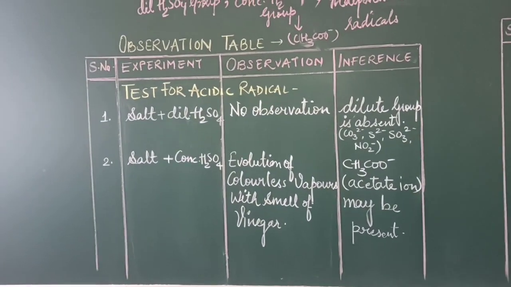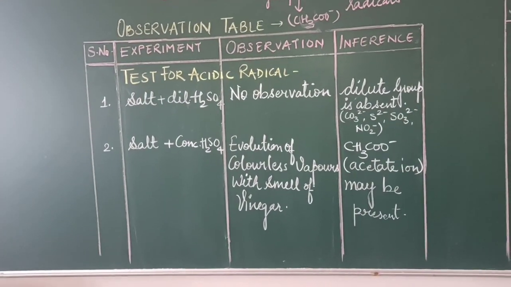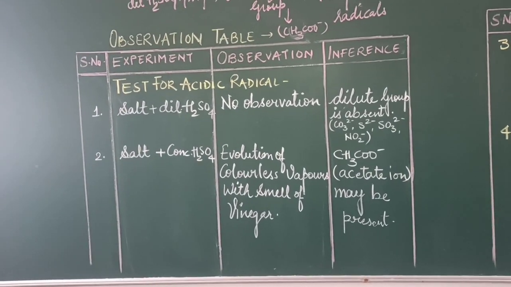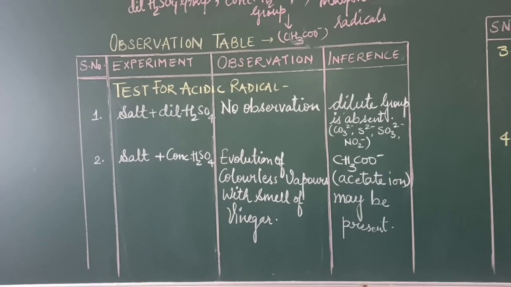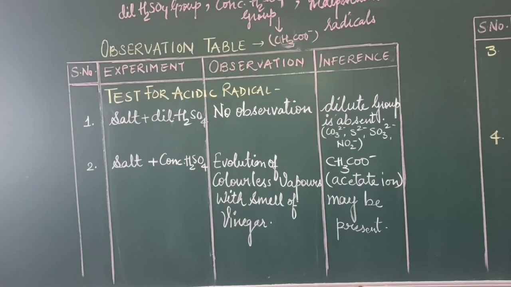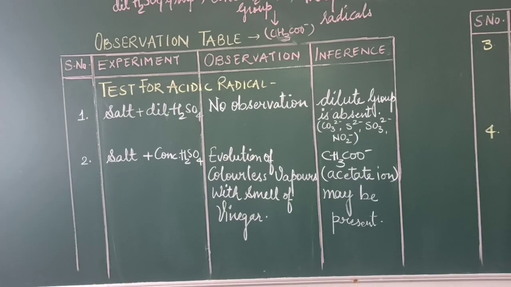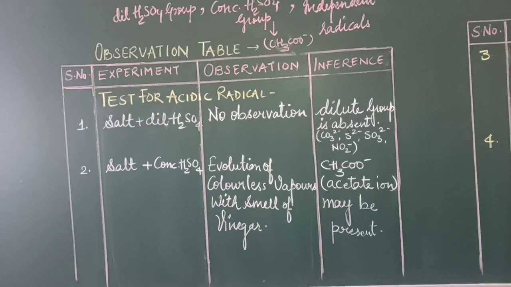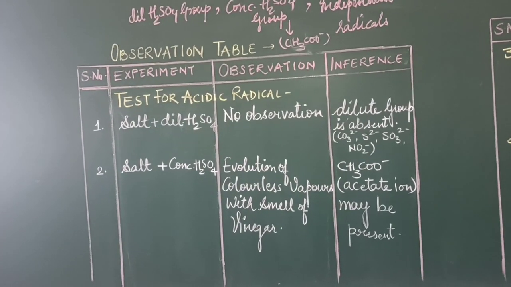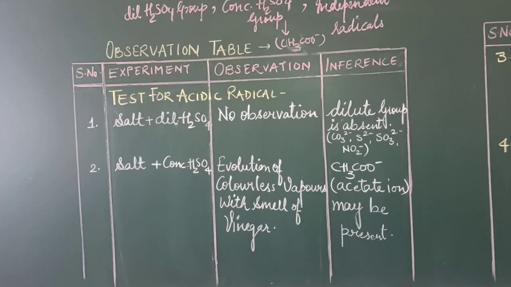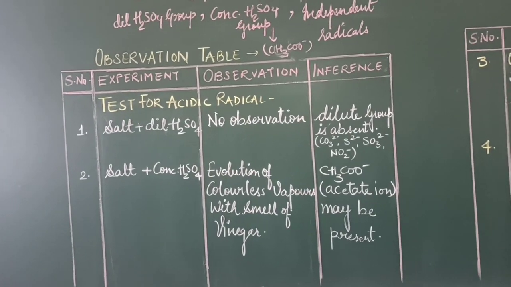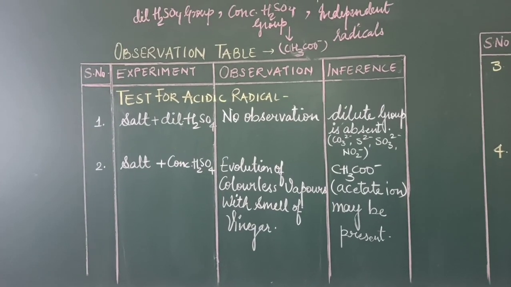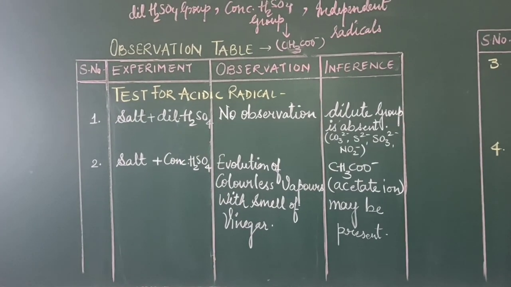Now let's see how to proceed for testing. If you want to test the acidic radical, the steps are fixed. As soon as you get the salt for testing in the exam, the very first step is testing the presence of acidic radical or anion. So you will take a pinch of salt in a test tube. See, I have written in short like salt plus dilute sulfuric acid, but you can write the complete statements which I am saying. So you can take a small quantity of salt or a pinch of salt in the test tube, add dilute sulfuric acid.